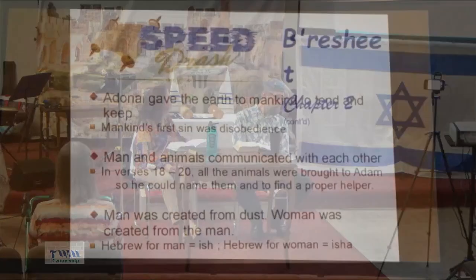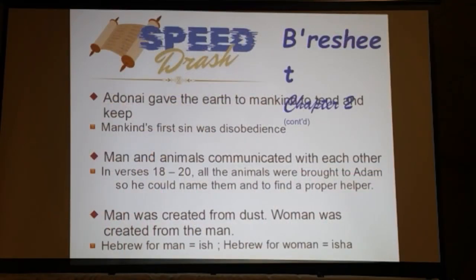Okay, so man and animals communicated with each other according to verses 18 and 20 in chapter 2. That's just one of those things we thought about as we were reading through: God's talking to the animals, and man's naming the animals, so everybody might have the same language. They're all communicating because man's not eating animals, so there's a relationship there.